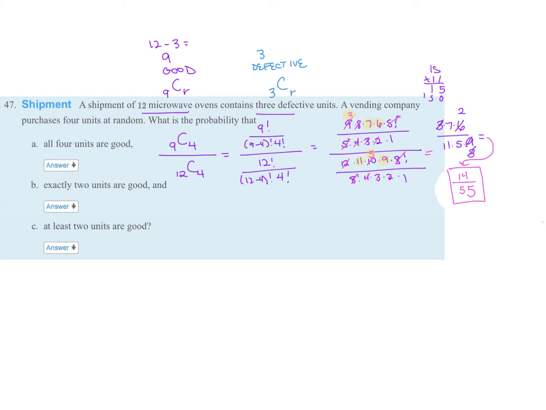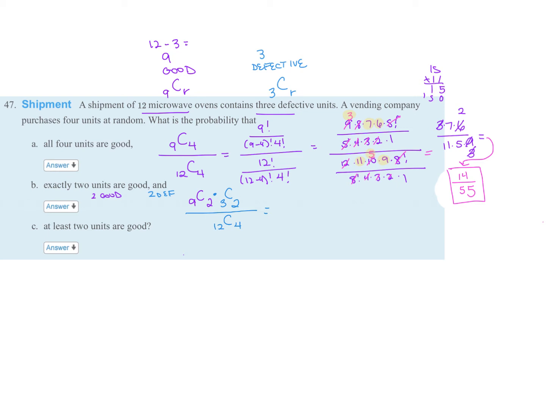Now, exactly 2 units are good. Out of the 4, 2 units are good, which means 2 have to be defective. So 2 good and 2 defective. We have to choose 2 out of the 9 good, so it's 9 choose 2, times we need 2 defective out of those 3, so 3 choose 2. Again, the 2 plus 2 is the total that the vending company is purchasing, right? They're purchasing 4. And that's over the same 12 choose 4.